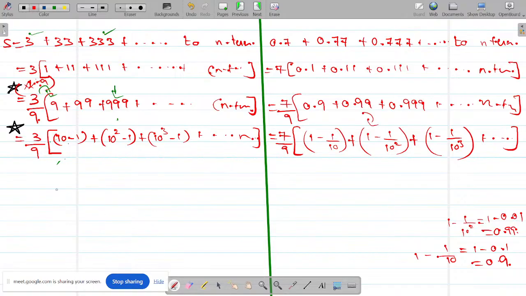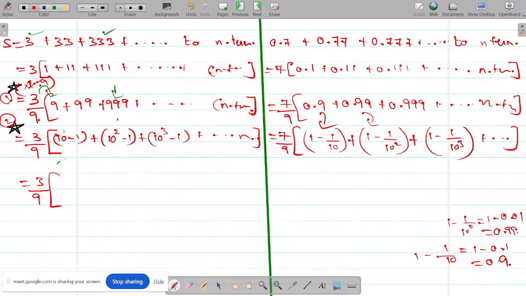Shall I continue? So first star, we are making a small change. We are multiplying and dividing by 9. Because we are multiplying and dividing by 9, the number is not changed. We are getting the same. And second star, we are changing 9 to 10 minus 1. Here we are changing 0.9 to 1 minus 1 by 10. Now I'll do some small grouping work. This is 3 by 9.